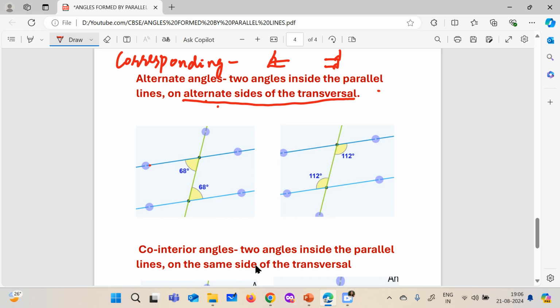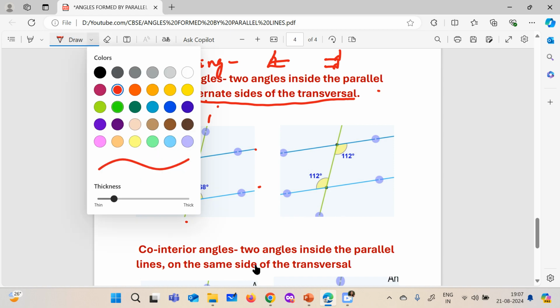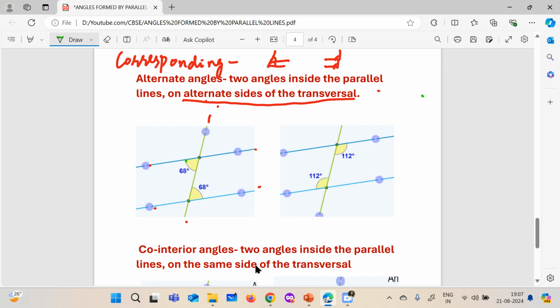Means, you look here, this is a set of parallel lines intersected by this transversal line, as it says, angles inside the parallel lines. So angles inside the parallel lines are this. So these are your parallel lines, and inside this you have this and this. Moreover, it says that the alternate angles are on the alternate side. See, so one angle is here and one angle is here. So alternate angles are always equal in measure.